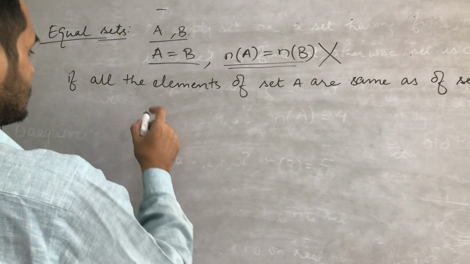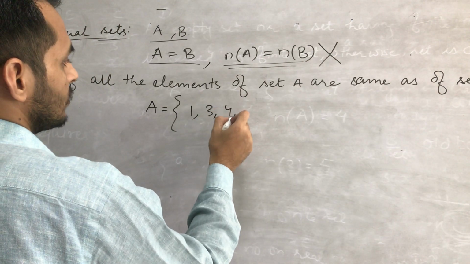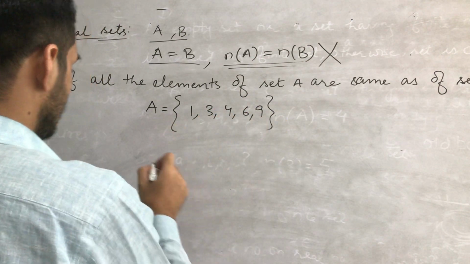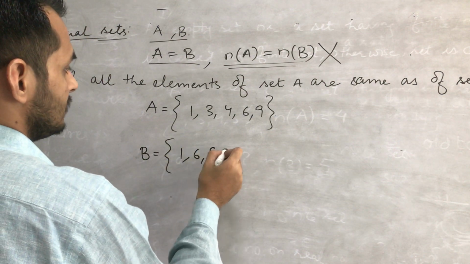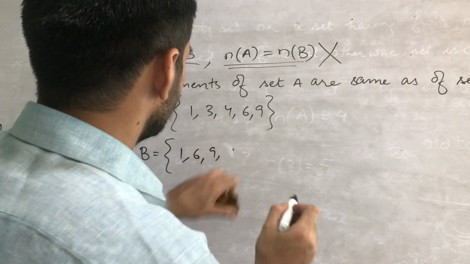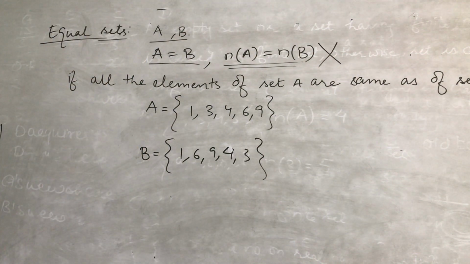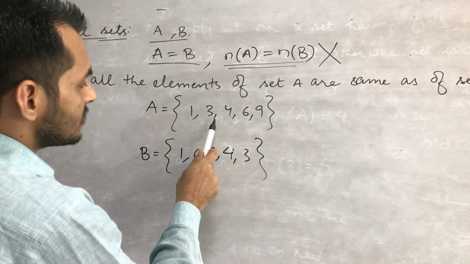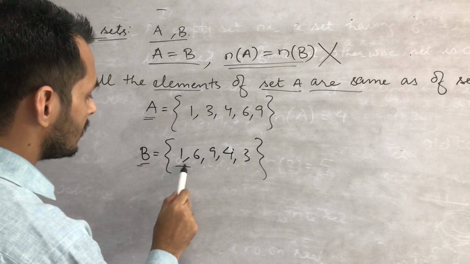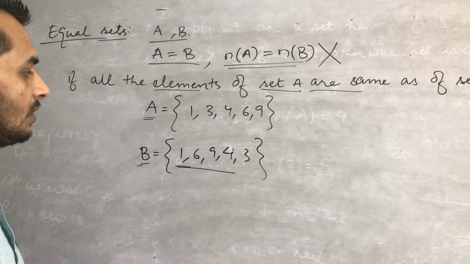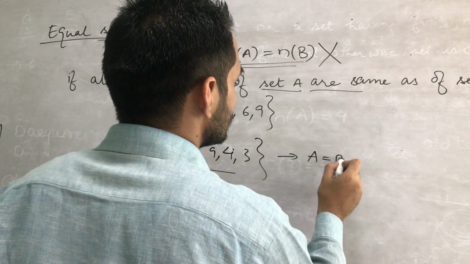For example, if I say that A is a set of, let's say, 1, 3, 4, 6, 9. Okay, and I say B equals 1, 6, 9, 4, 3. Can you say these sets are equal? Yes, because the elements of set A are the same as the elements of set B. Okay, that's why set A equals set B.